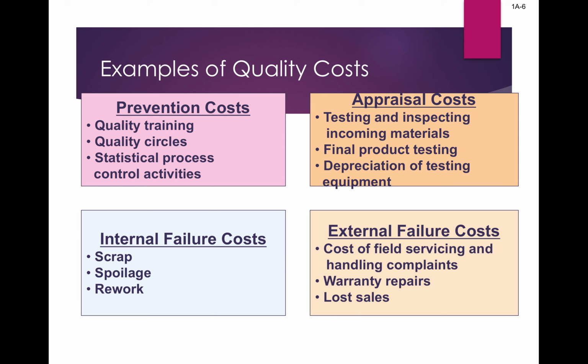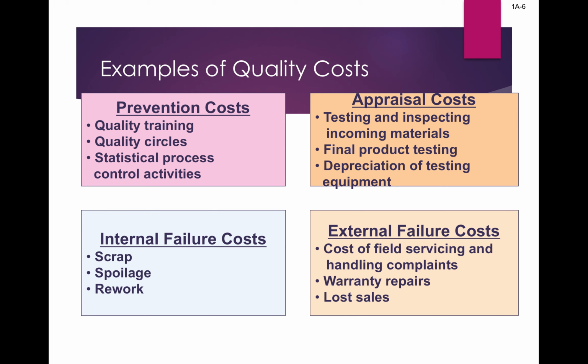For prevention, examples are good training and quality circles, where basically we talk about quality and how to prevent problems from occurring. Statistical process control would be another example. It's a system that allows us to prevent defects from occurring. For appraisal, there is testing and inspecting materials. That's non-value added, but we can find maybe a problem in the incoming materials. Final product testing and depreciation of testing equipment are all, of course, non-value added, but they might be needed.